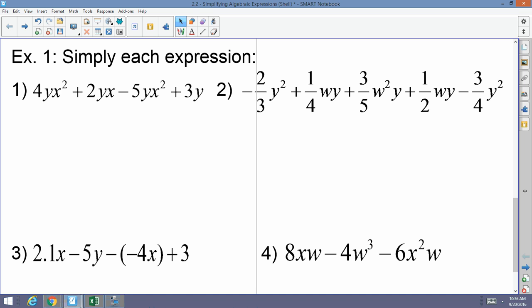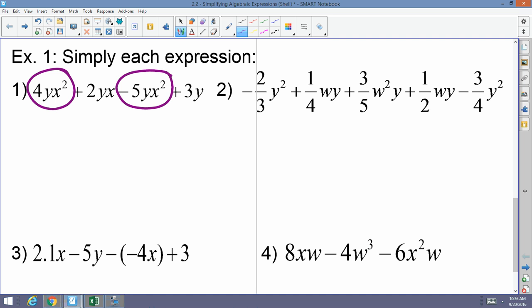I use a little trick that sometimes tends to help students. I hope that it does help you. I'm a human being, and I mess up a lot. So what I'm going to do is first isolate each set of like terms one by one with a little symbol. I've got 4yx squared, and I've got negative 5yx squared. Those are like terms, right? So what's 4yx squared minus 5yx squared?